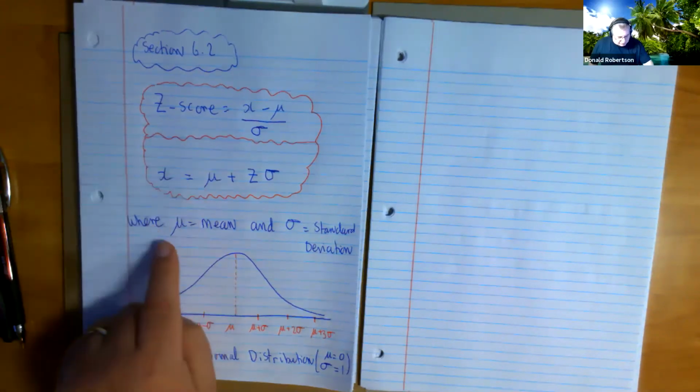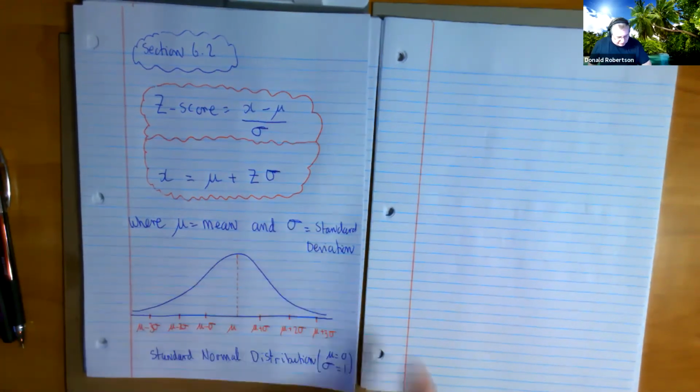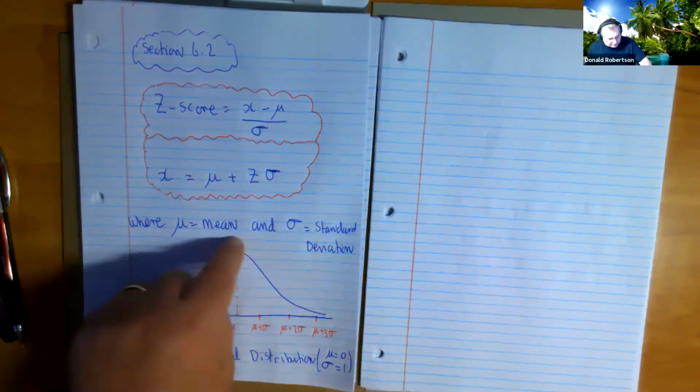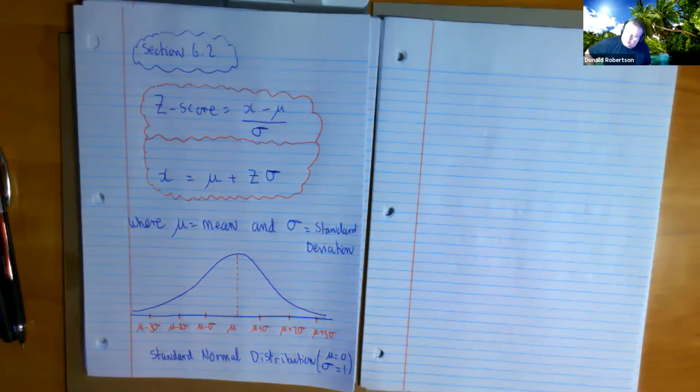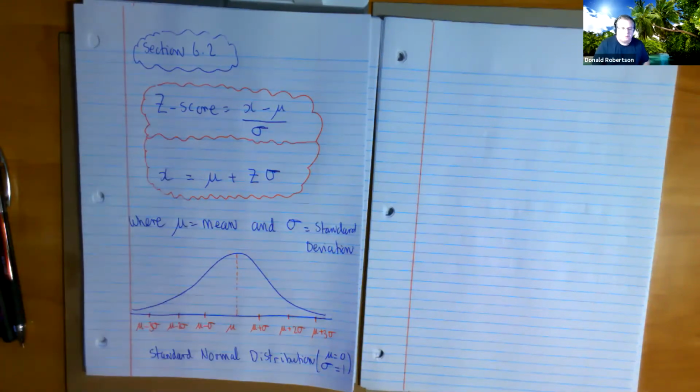So these are the formulas. Mu is the mean, sigma is the standard deviation, and we talked about this normal distribution. The mean is in the middle, and it goes 1, 2, 3 standard deviations either side. When the mean is 0 and sigma is 1, it's called the standard normal distribution, and they call this the standard Z-score. So I'm going to pause for a second.